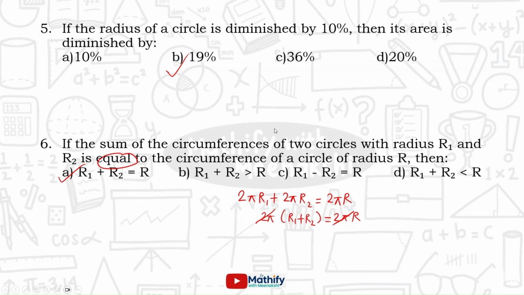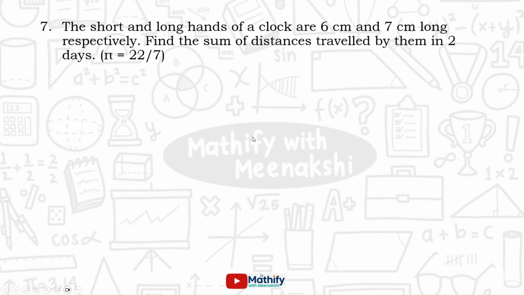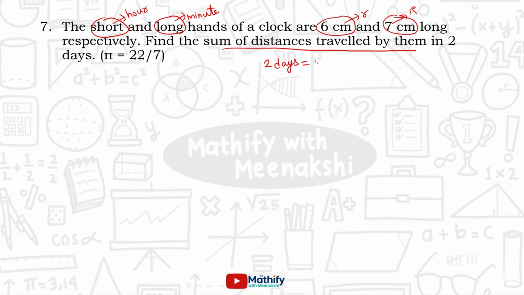Now let's move to question number 7. The short and long hands of a clock, you should know short hand means hour hand and long means minute hand, are 6 centimeter and 7 centimeter long. It means they are radii. Find the sum of the distance traveled by them in 2 days. What's the meaning of 2 days? That's 2 into 24 hours. You can say 48 hours.